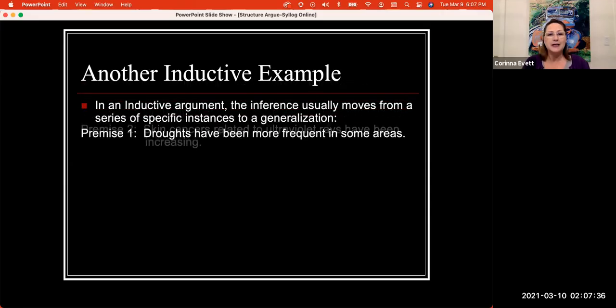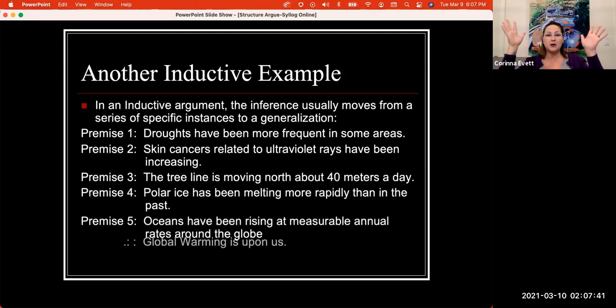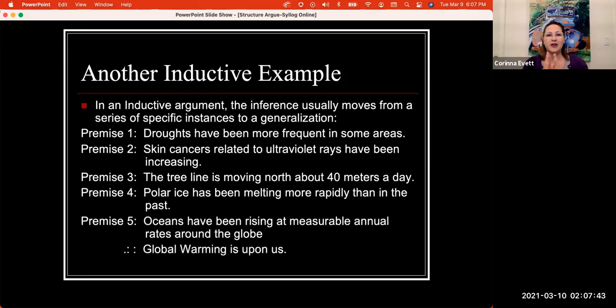Here's another inductive example. Where the deductively reasoned argument goes from the more general to the more specific, you're going to find that the inductively reasoned argument goes from a more generalized perspective and then gets to a more specific conclusion. So if you read through premise 1, 2, 3, 4, 5, you have a lot of different reasons there, a lot of different premises, right? And they all have to deal with the environment in some way.